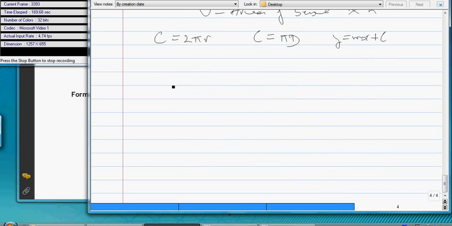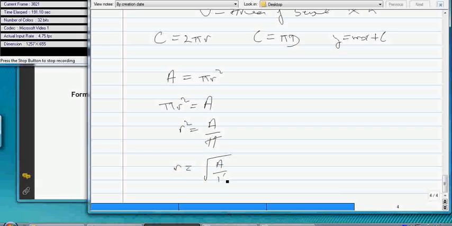So suppose you were told that A is equal to pi r squared, and you're asked to make r the subject. So I would do a complete swap. So it would be pi r squared equals A. No work required, just a complete swap. So r squared is equal to A over pi. So r itself is equal to the square root of A over pi.